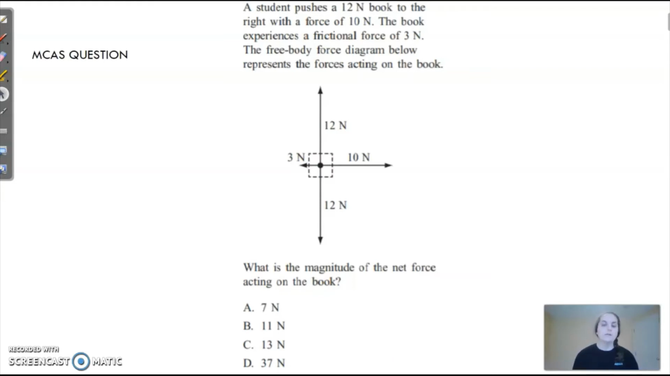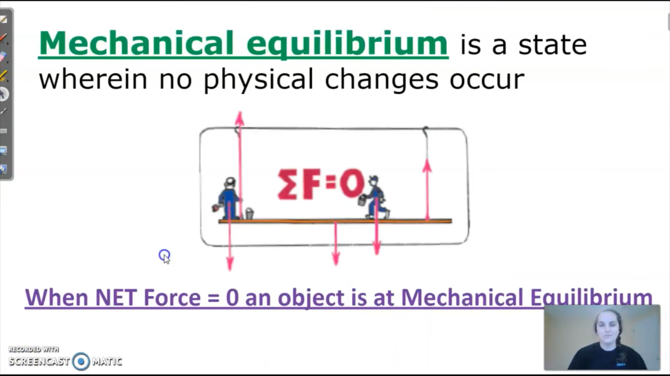What is the magnitude of the net force acting on the book? Remember that this is the net force, the combination of our forces, not only in the x direction but also in the y. In our y direction, 12 minus 12 is 0. Now let's focus on the x direction. We have 10 newtons to the right, which is our positive side, minus 3 newtons because it's the opposite side. Go ahead and try to figure out the best option below. All right, your answer should be A, 7 newtons.